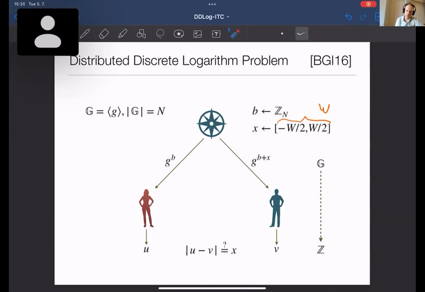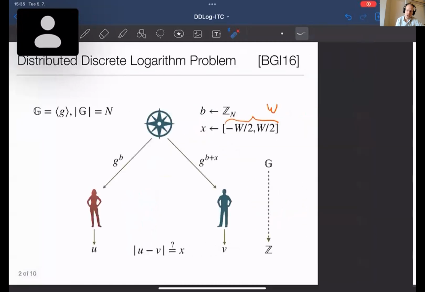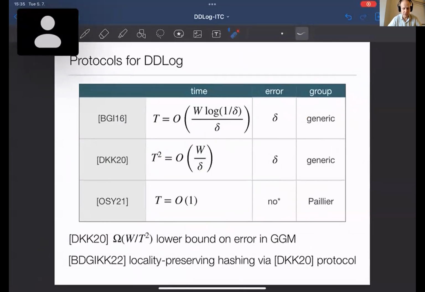So what is known about the distributed discrete logarithm problem? Well, there are some protocols solving it, right? Already the first work by Boyle, Gilboa, and Ishai gave a protocol that works in an arbitrary group. They looked at the DDH setting, but it's not specific to any group. And in order to achieve error probability delta, they gave a protocol that runs in time O of W times log 1 over delta, okay? So I'll tell you something more about their protocol.